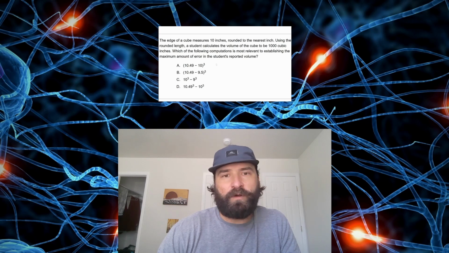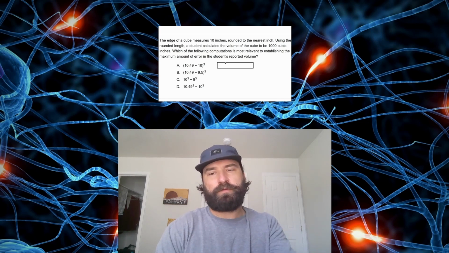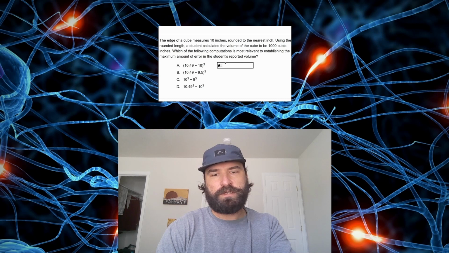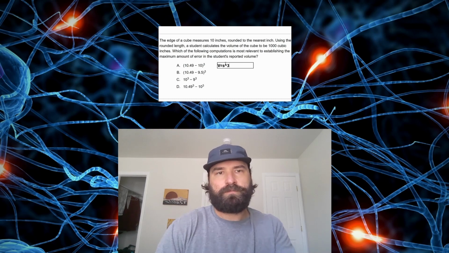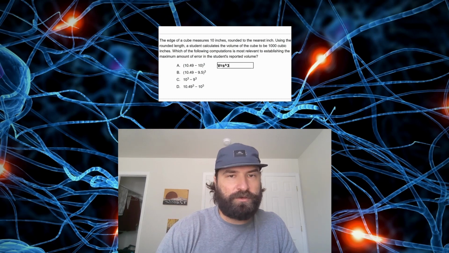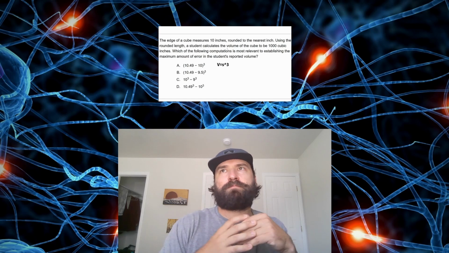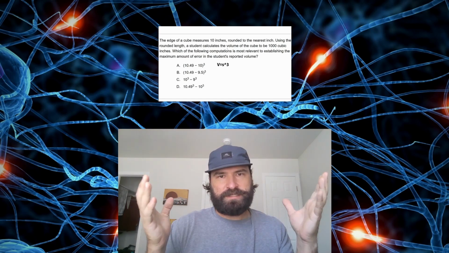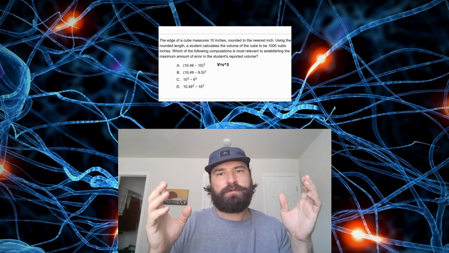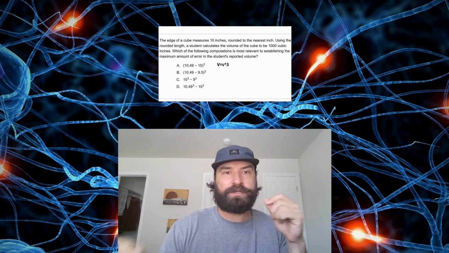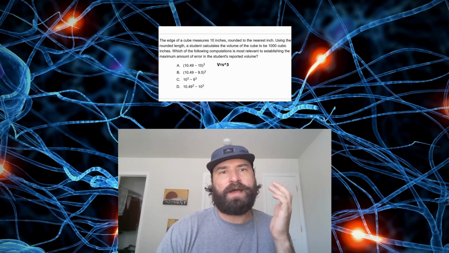All right, so we're talking about volume here. The equation for volume of a cube is just V equals side length cubed. They're telling us the rounded value of the side length is 10 inches, right? So I think firstly it's important to consider the maximum amount of error. What does that mean? That means the biggest difference between the actual value of the shape and what we rounded it to. So what are the most extreme values that we could have rounded to 10 inches?